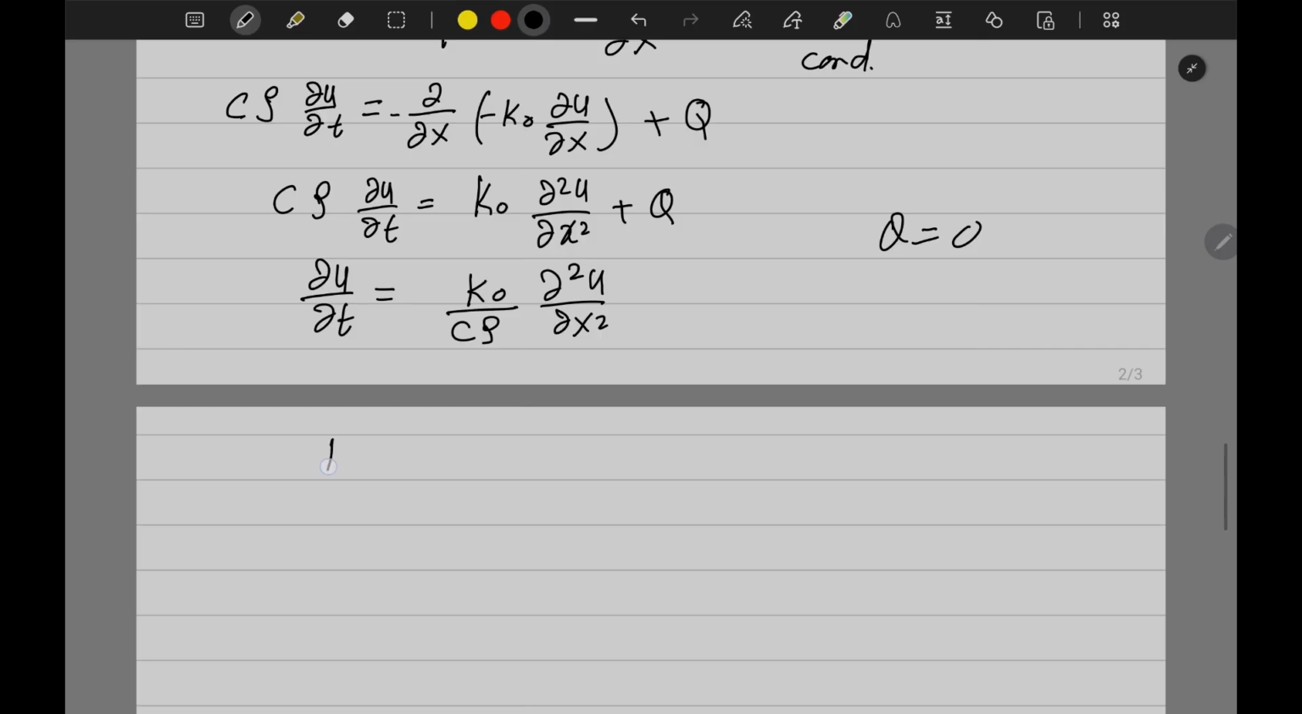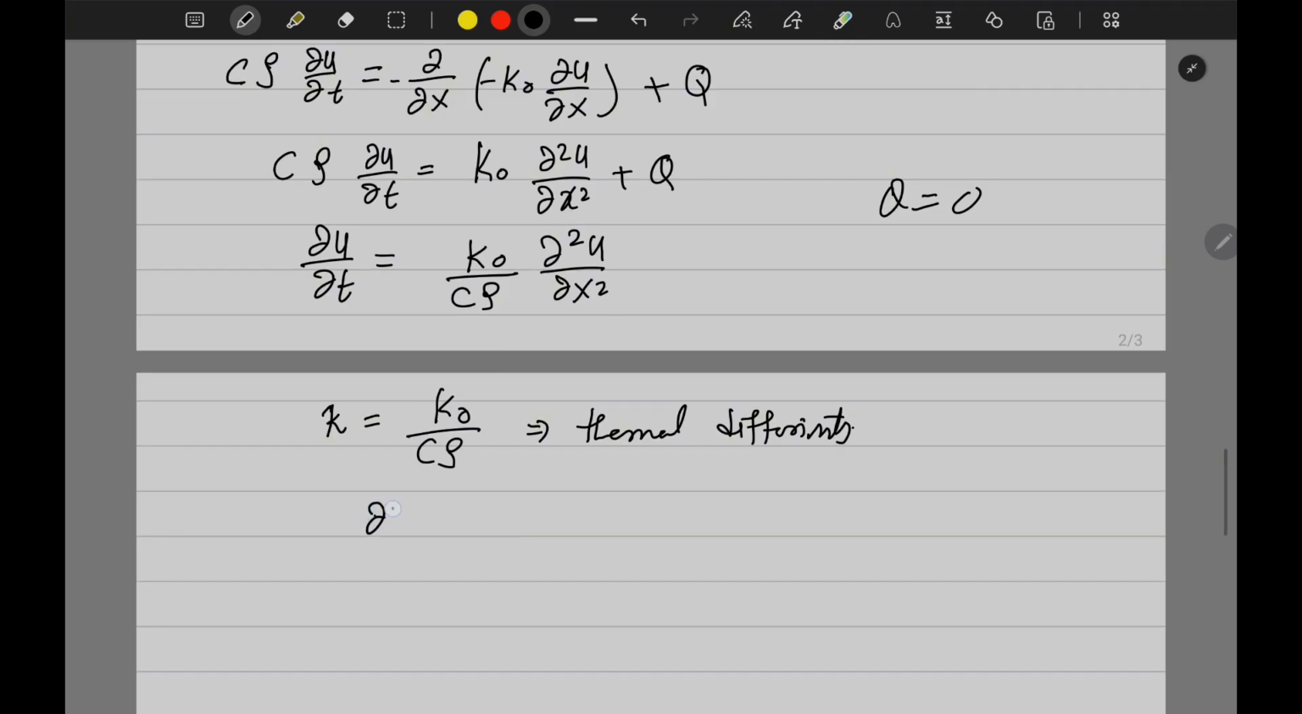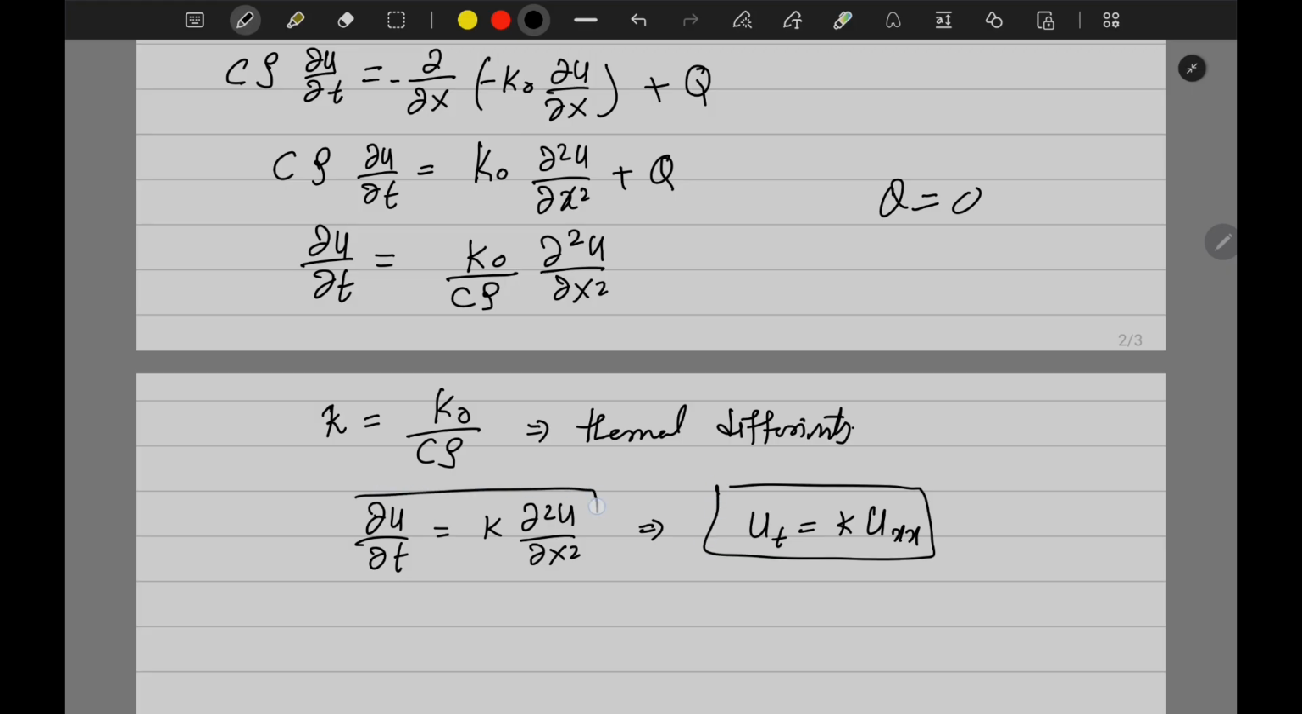Here small k equals K₀ divided by c ρ. This is called thermal diffusivity. And our heat equation in this case is given by du/dt equals small k d²u/dx². In some books it's written as u_t equals k u_xx. So this is the heat equation, and we derived it in today's lesson.